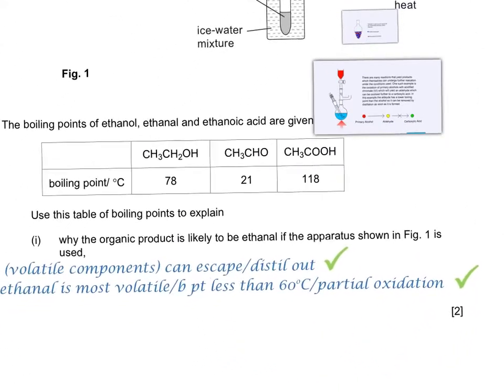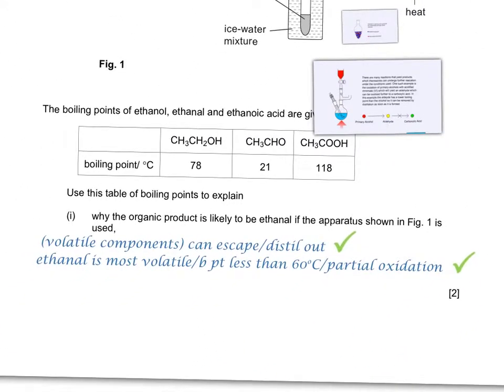And hence you have the answer here that the volatile components can easily distill out, and of the volatile components, ethanal is indeed the most volatile because it's got a lower boiling point and only partial oxidation has been achieved.